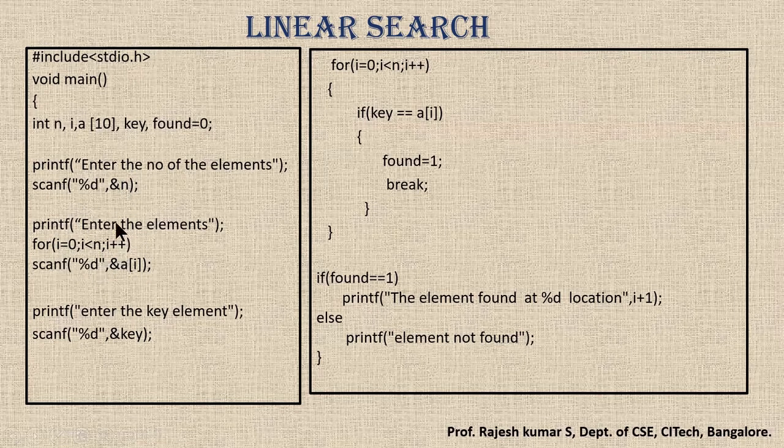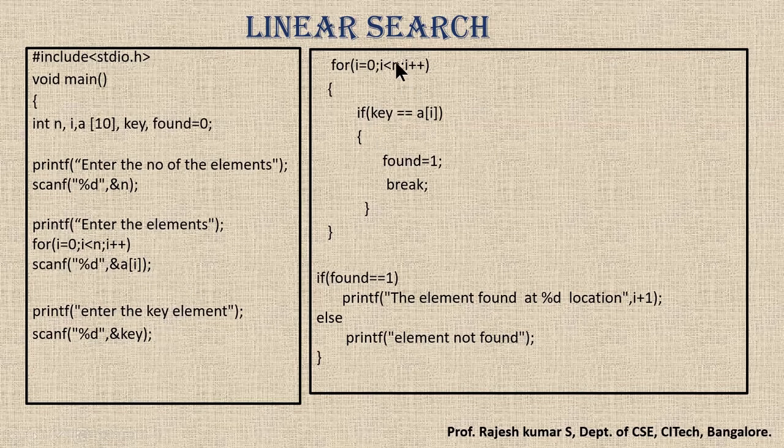How do I input the array element, which we have already discussed in the previous slide, with the help of one for loop and scanf. First, I'll be storing the value at the location a of 0, then a of 1, a of 2, a of 3, and a of 4. So 5 elements will be stored in those particular locations. Next is enter the key element. The element I enter will be stored in the variable key.